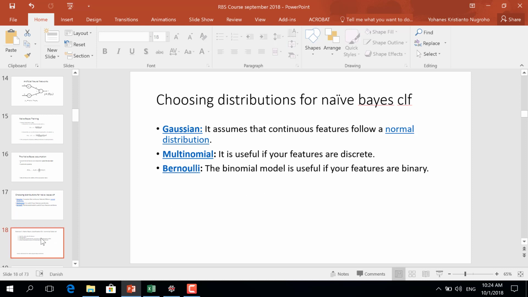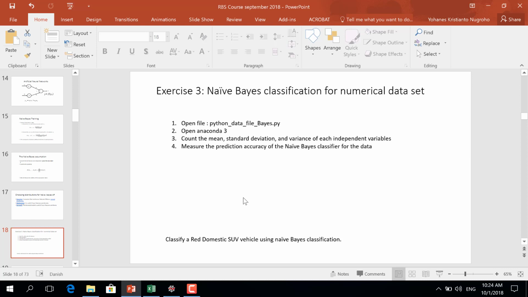Okay, now we can continue to our exercise. We have naive Bayes classification for a numerical data set. So you should open the Python data files. Here you also need to open the Anaconda software, and the task is to compute the mean, standard deviation, and variance of its independent variables, and then measure the prediction accuracy of the naive Bayes classifier for the data. So it is very simple.